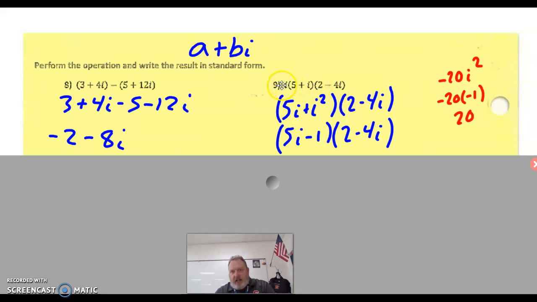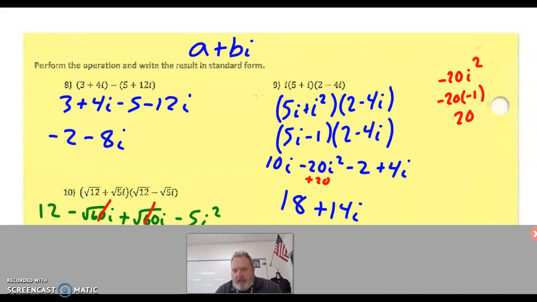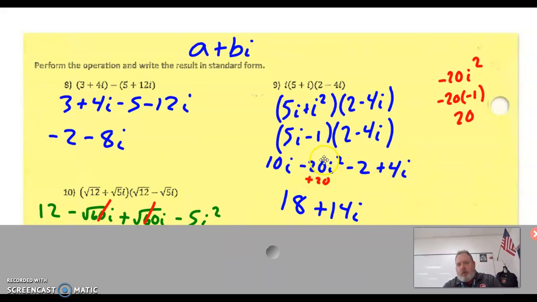Here I distributed this i first, so 5i plus i squared. i squared is negative 1. I didn't do anything with the second part here. Now I can FOIL this. And when I FOIL, I get right here. Remember, i squared is negative 1. So you see that right here, negative 20i squared is really positive 20. So I end up with 18 plus 14i. So again, don't forget to simplify that i squared term.